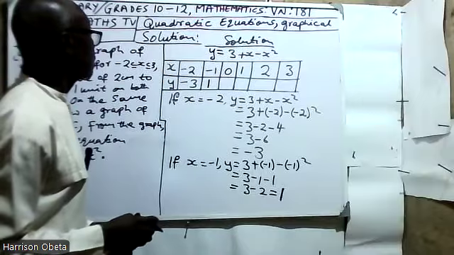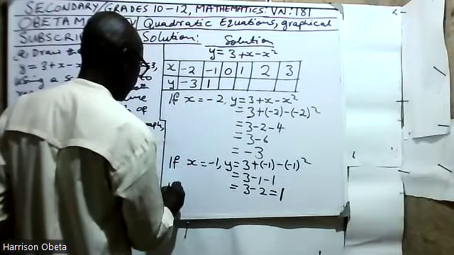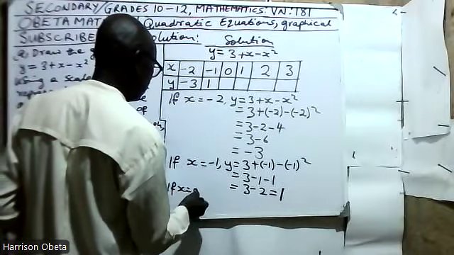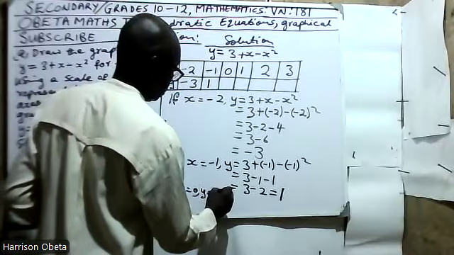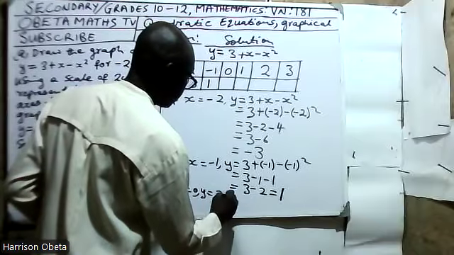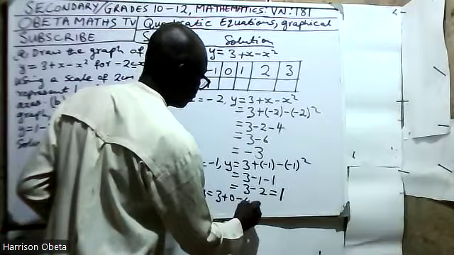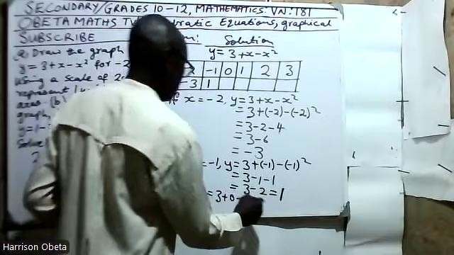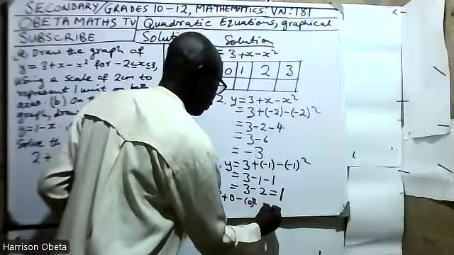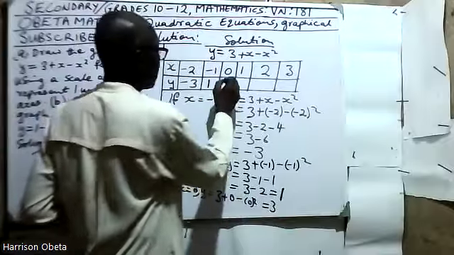Then we move on. When x is 0, if x equals 0, y will be 3 plus 0 minus 0 squared. This will be 0, 0, and that will give us 3. So we put 3 here.